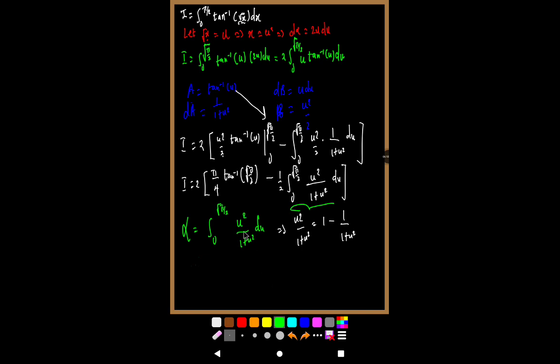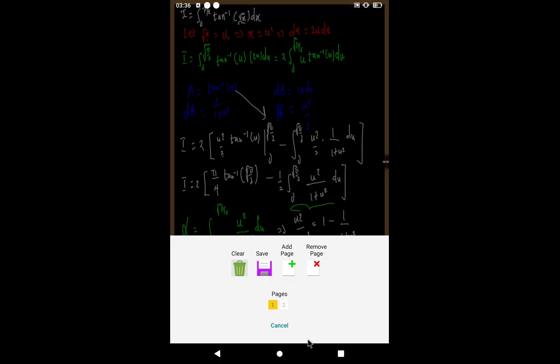So instead of writing u squared over 1 plus u squared, we can just write 1 minus 1 over 1 plus u squared. That will make the work easier for us to solve. Though you can make use of other methods, I prefer this because it's very easy for me. So we have alpha equal to the integral from 0 to square root of pi over 2 of 1 minus 1 over 1 plus u squared du, which is the integral of 1 du, minus the integral from 0 to square root of pi over 2 of 1 over 1 plus u squared du. So let's move to the new page.